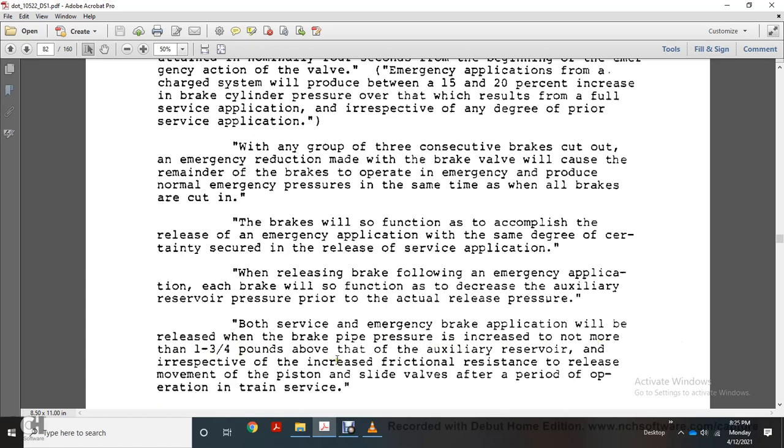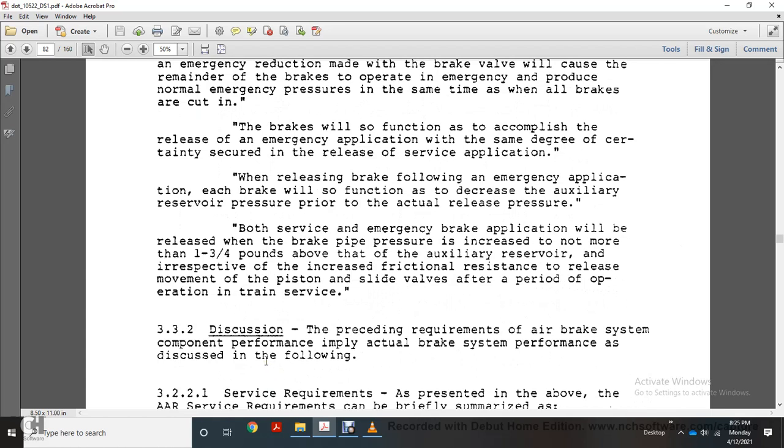And respectively increase in frictional resistance to relief of the movement of the piston slide valve, though after the period of the operation and the train service.